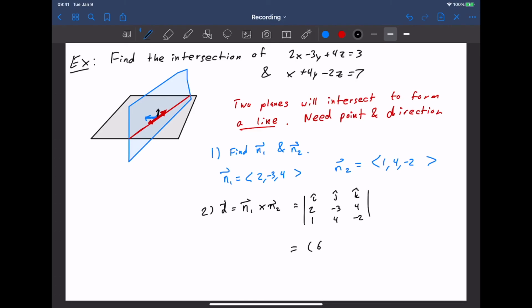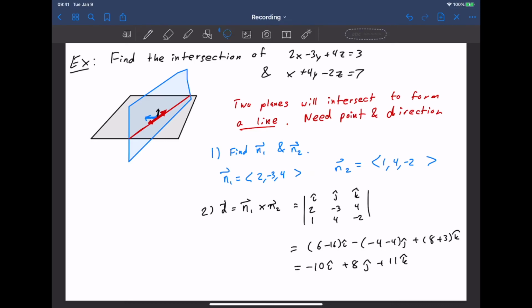We got 6 minus 16 in the i direction, minus -4 minus 4 in the j direction, plus 8 plus 3 in the k direction. -10 i hat plus 8 j hat plus 11 k hat. That's our direction vector. Now, how do I get a point?